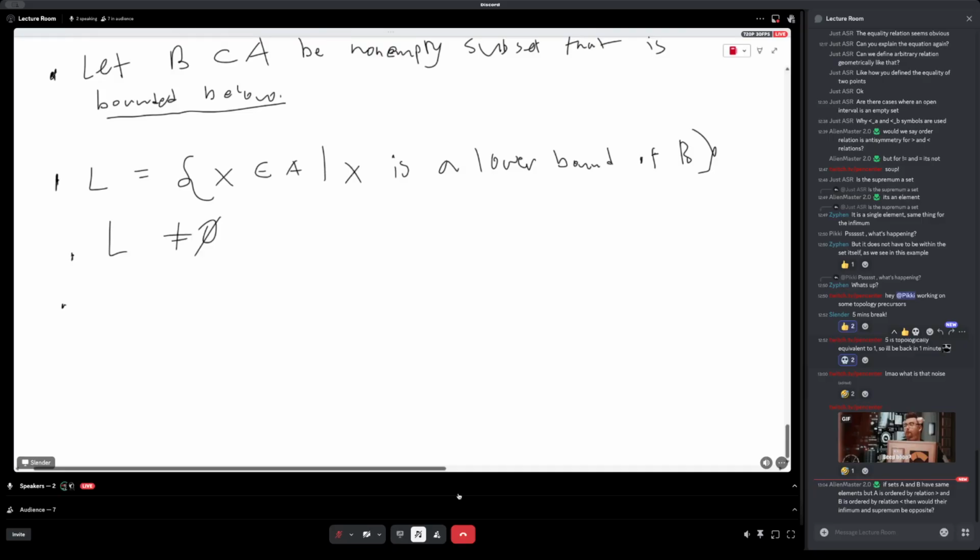If sets A and B have the same elements, but A is ordered by the relation greater than and B is ordered by less than, then would their infimum and supremum be opposite? Yeah. That's also an alternative way to prove this. We can consider two different orders and show that the supremum leads to an infimum and the infimum leads to a supremum, if the ordered relations are just opposite.